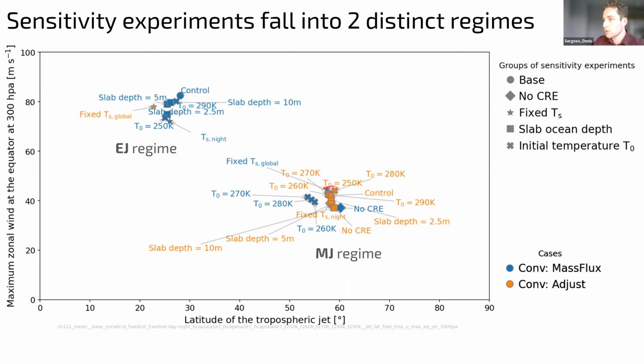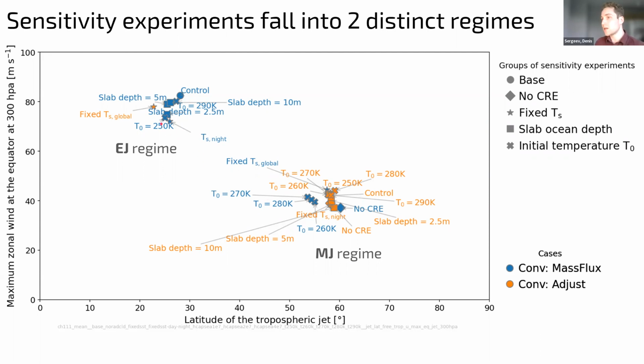You can also see straight away that there are more orange markers in the MJ regime region, which shows us that using the simpler convection adjustment scheme leads to the emergence of this MJ regime, and it's generally more robust to perturbing the model parameters or perturbing the initial conditions, and it almost always ends up in this regime.